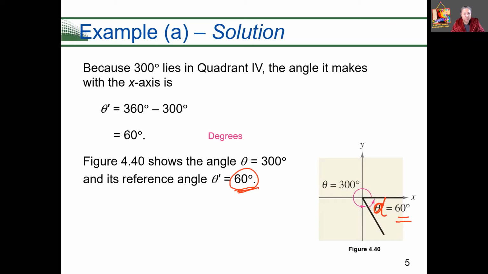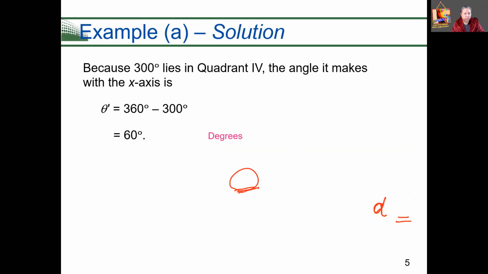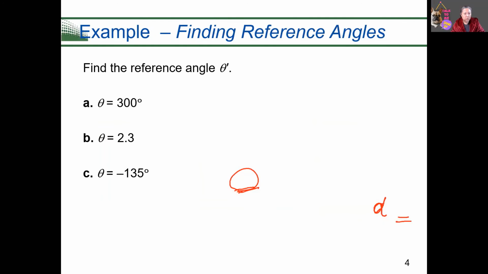Then let's take a look at the second example. It's kind of weird, but I think you already saw this type of measurement. This is radians. It's not degrees. There's no degree measure. It's radians, right? So let's figure out which quadrant 2.3 radians is in.